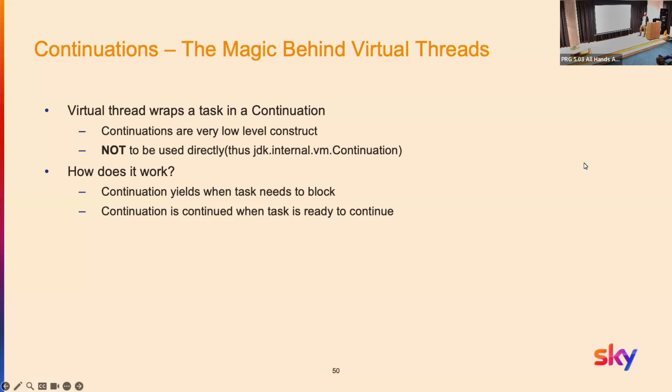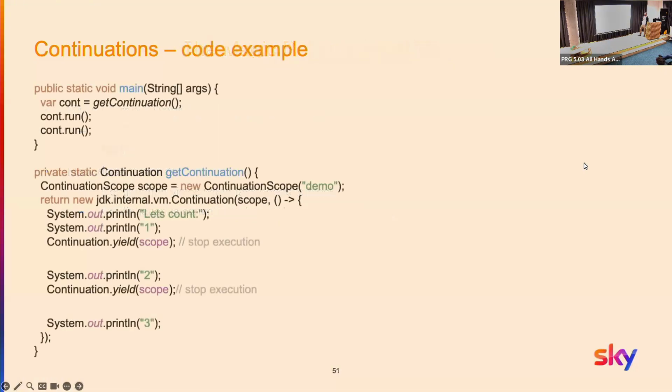You can do whatever you want inside there, but it has support for yield. When a continuation yields, it basically gives up its execution, and you can continue it later. So how can you imagine it? It looks complicated, but it's not. Each continuation takes a scope. It's just a fancy name. You can use it for some complicated stuff that's not part of today's talk.